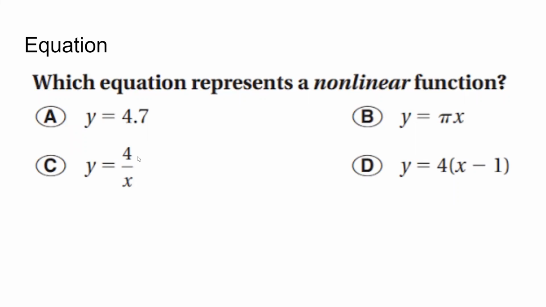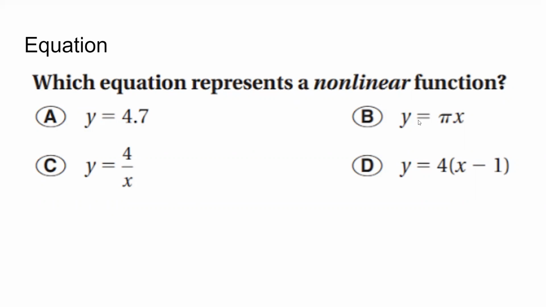So now I have 4 equations for you here. The question is, which represents a nonlinear function? So we have y equals 4.7. You're asking yourself 2 questions. Is there an exponent on the variable? In this case, no. Y doesn't have an exponent and there's no x over here. And then is there an x in the denominator? No, there's not. So this one's good to go.